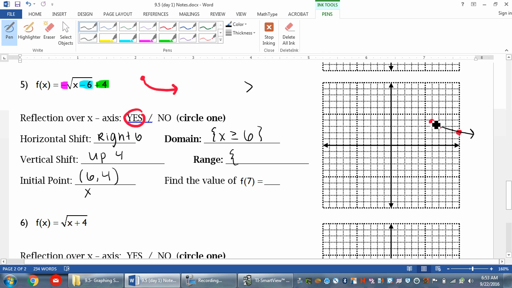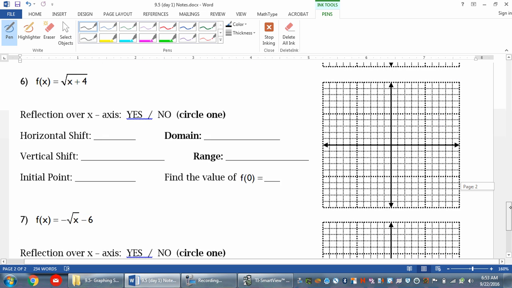Now, look at my range. I go right 1, down 1, right 4, down 2. So since I'm going down, it's going to be less than or equal to the y coordinate of the initial point, which is 4. All right, and lastly, f of 7 is 1, 2, right there, which is 3.